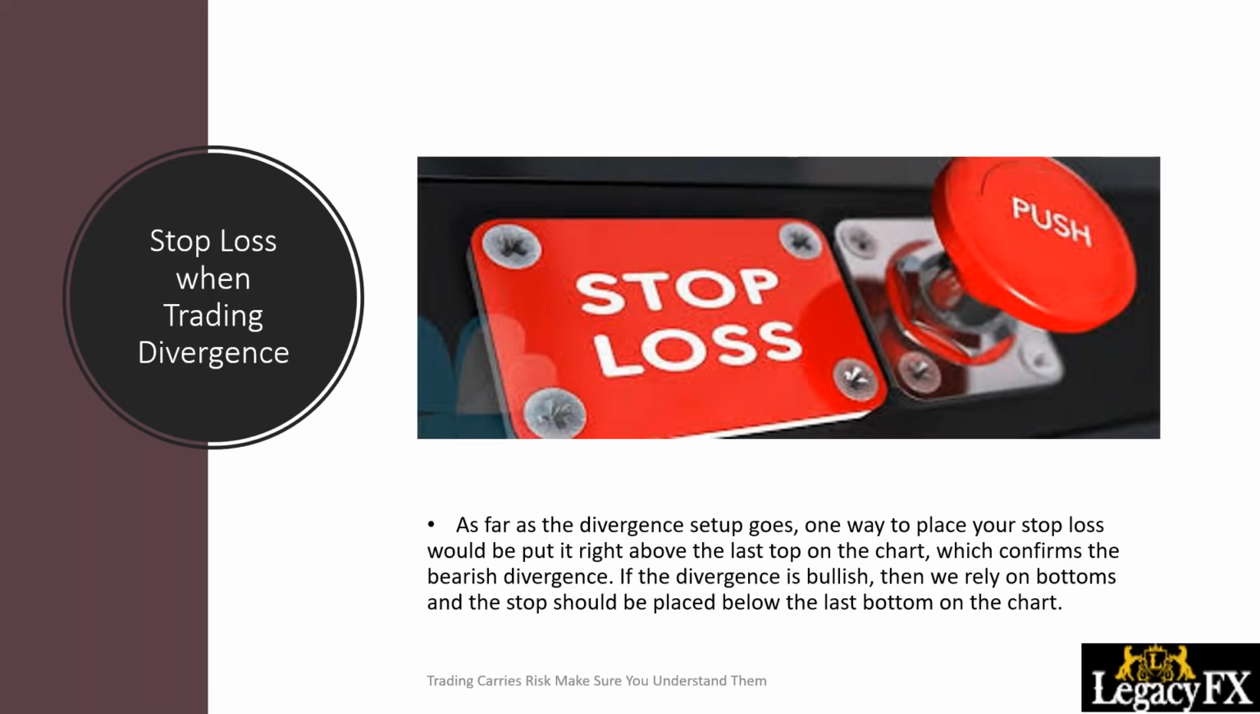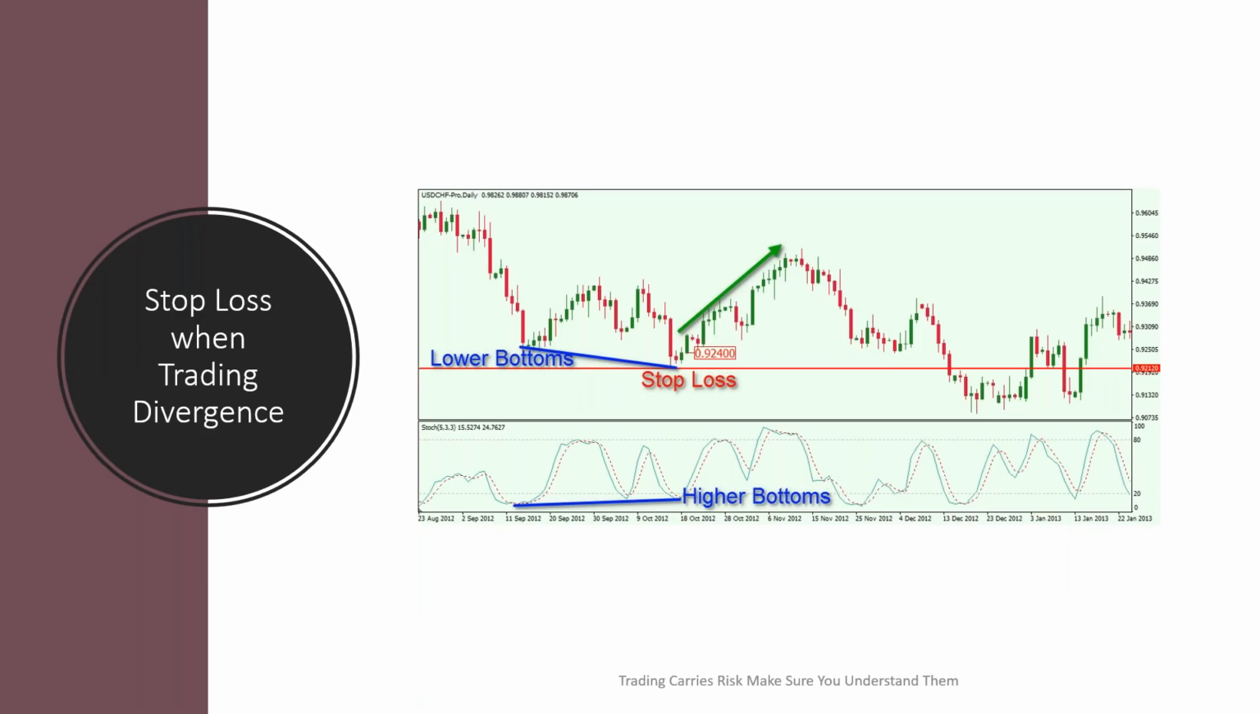Now, as far as divergence setups go, one way to place your stop loss would be to put it right above the last top on your charts, which confirms the bearish divergence. If the divergence is bullish, then we rely on bottoms, and the stop should be placed below the last bottom on your chart. So you can see examples on this chart in front of you. Now I've included this same chart in your handouts, and a step-by-step process in the handout I gave you, the Trading Divergence Guide.